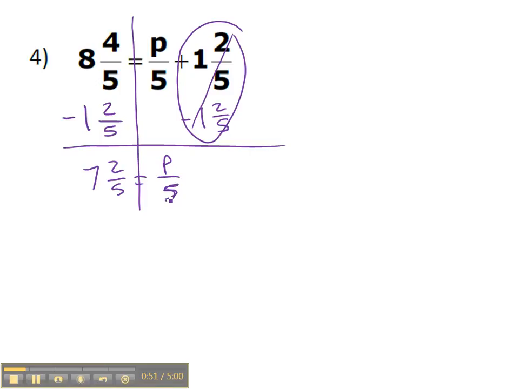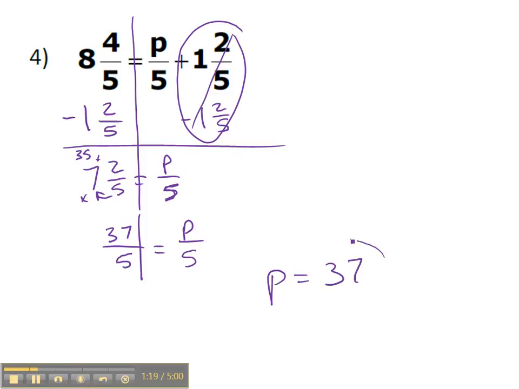Now, p is being divided by 5, so we undo that division with multiplication. So I could multiply both sides by 5, but I actually want to do something different. I want to turn this mixed number into an improper fraction. 5 times 7 is 35, plus 2 is 37. So on the left we have 37/5 equals p over 5. So 37 over 5 equals p over 5, so p must be equal to 37.